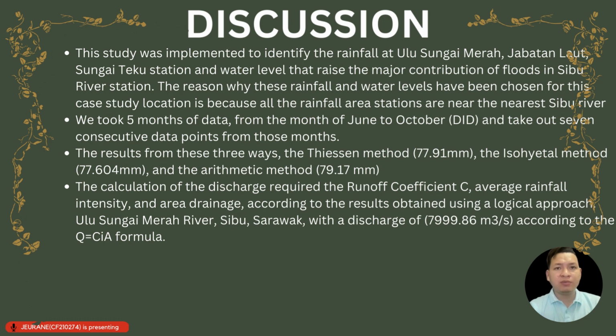In order to calculate the areal mean using the catchment area rainfall values, we take 7 consecutive data points from those months. In the result, we got 77.91 mm in the Thiessen method, but in the isohyetal method we got 77.604 mm, while in the arithmetic method we got 79.17 mm. For runoff frequency, we got a discharge of 7,999.86.